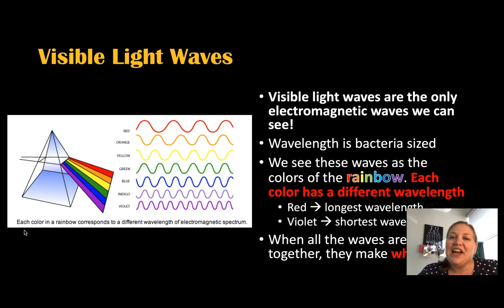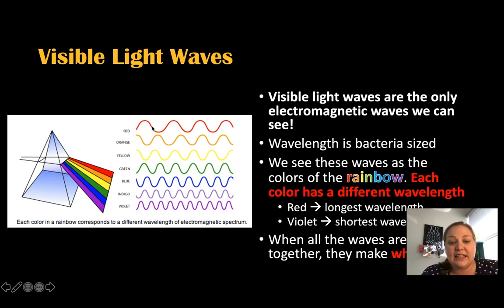Visible light. So this is the one that we experience the world with. If you can see it, it's visible light. Our detectors, our eyes, are fine-tuned to a very, very small part of the electromagnetic spectrum. The wavelength is about bacteria-sized, and then we see these waves as the colors of the rainbow. Each color has a different wavelength, which you can see really nicely in this image.